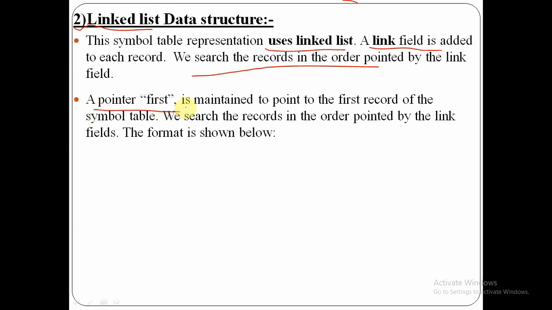So the list is the collection of nodes where each node represents an identifier name and corresponding attributes. We call that one a record. A pointer first is maintained to point to the first record of the symbol table. We search the records in the order pointed by link fields only. So I want to search a record. Here the records are not stored in sorted fashion, so we have to search the identifiers one by one in a linear fashion, but we have to use the link fields.